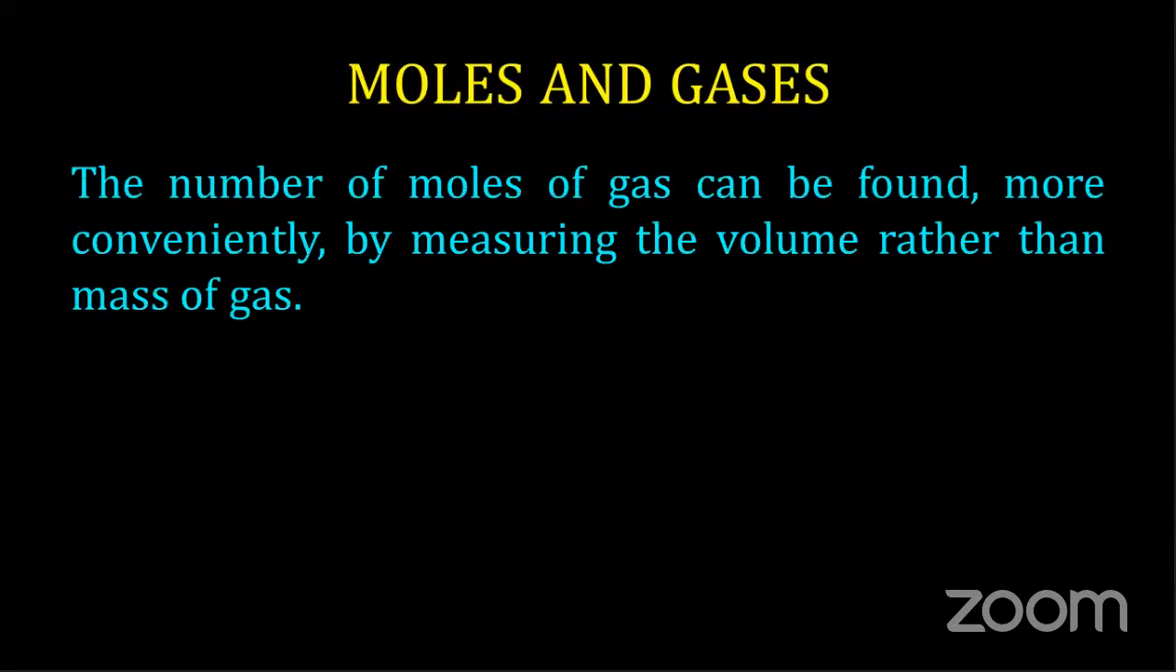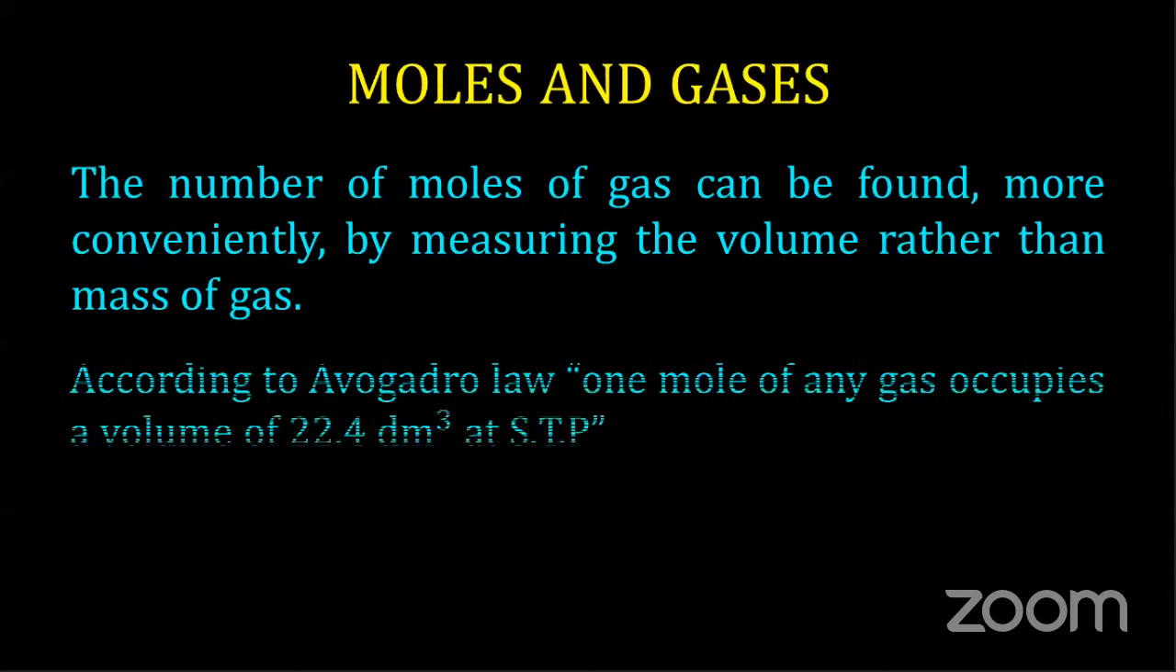Now look here, number of moles of gases can be found more conveniently by measuring volume rather than mass of the gas. What does it mean? It means that suppose I want to calculate number of moles, better is you should consider volume rather than considering the mass. So whenever we solve the problem based upon Avogadro's law, based upon Gay-Lussac law, we will always take into account volume, not mass. Mind well.